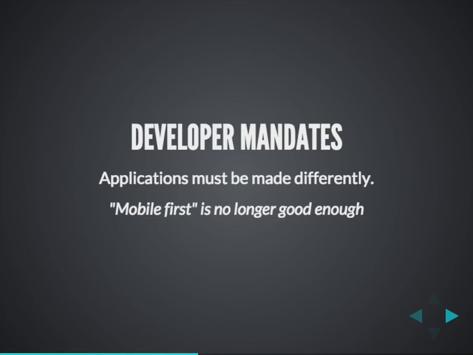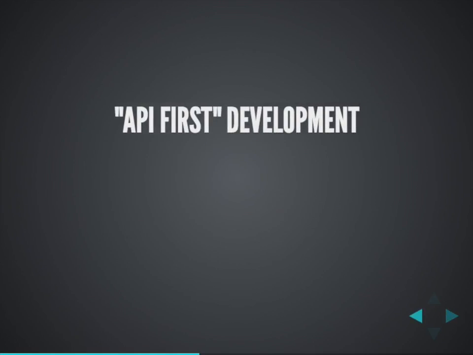So we need a new term. We need a new mandate. We need a new push on how do we build apps differently. And that's really where the title of this presentation came from, which is the rise of API first applications. Because what I'd like to talk about is, instead of talking about mobile first, let's start talking about API first. And building apps that are ready for an API before we even say mobile first.